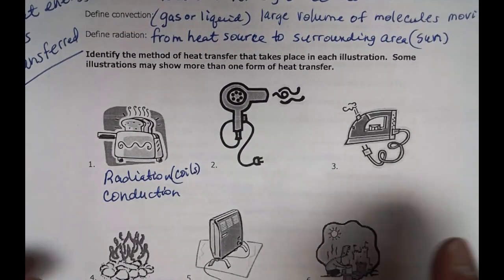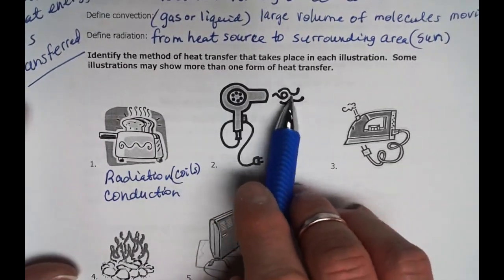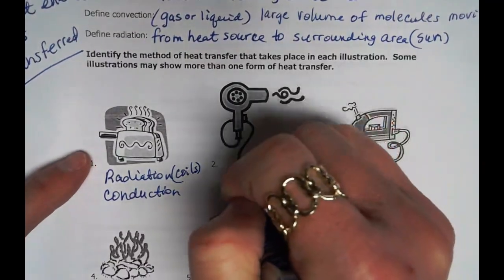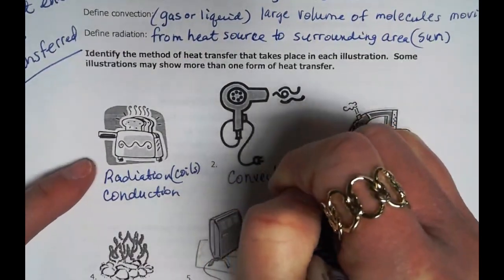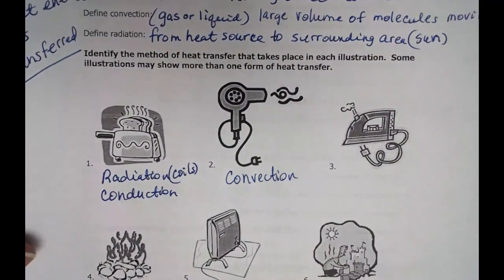That's right. Okay, number 2, a hair dryer. So you turn on the hair dryer and it heats the air right here. What do you think, Connor? Convection. All right, convection. Very good, Connor. Do you guys understand that?